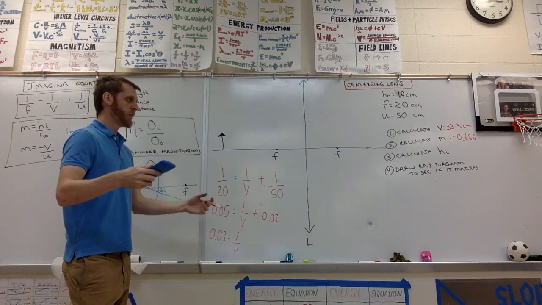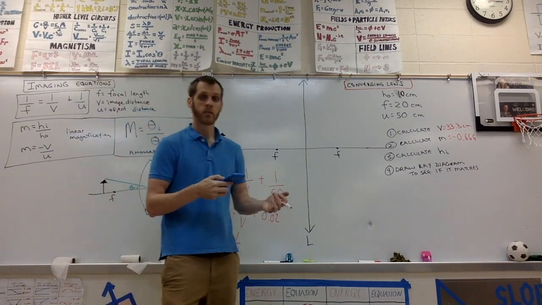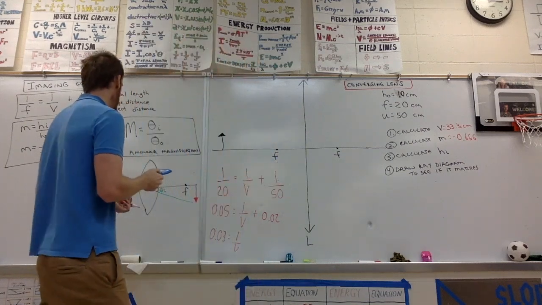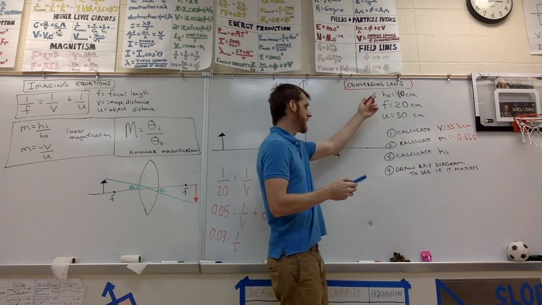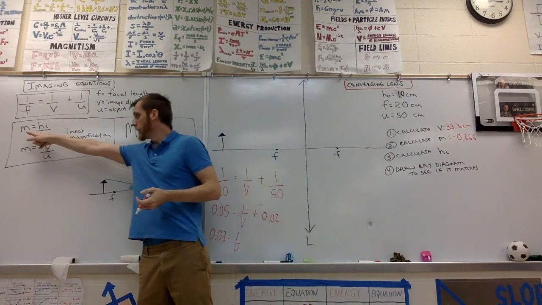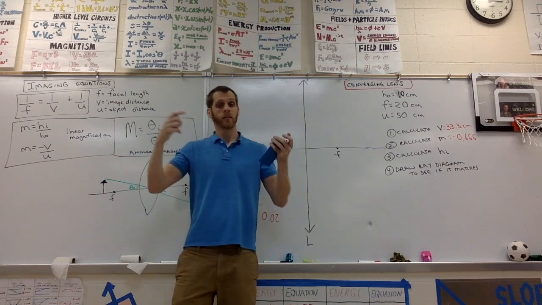So negative 0.666. All right. So 2/3 the height and upside down. And then calculate the height of the image. Well, we just showed that it's 2/3 the height. Well, we can use that equation right here. Negative 0.666 times 10.